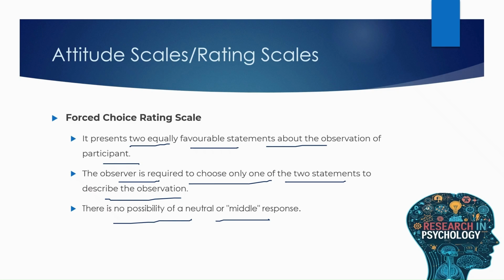No, nothing. Either you love it or you hate it. There is no gray area in between. Either it's totally white or totally black, right? So this kind of rating scale is called a forced choice rating scale, where the participant is forced to make a clear choice. There is no option of a middle response or a vague response here. Okay, so this is the forced choice rating scale.